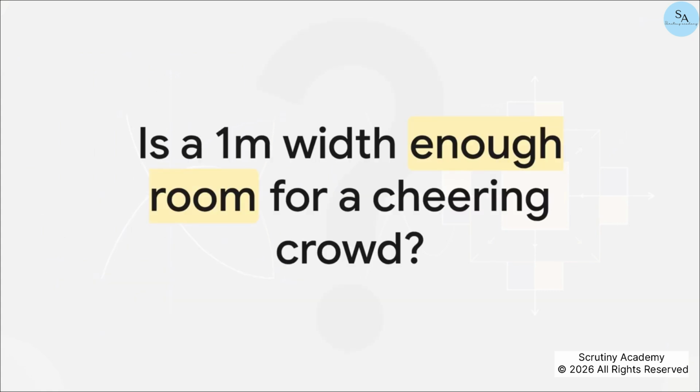As we wrap up this explainer, I want to leave you with a final thought to chew on. In our last stadium problem, the math flawlessly proved that the spectator space must be exactly 1 meter wide. But think about that for a second. Is a 1 meter width actually enough room for a cheering, energetic, shoulder-to-shoulder crowd? Probably not. The math is perfect, for sure, but the real-world application might need adjusting.